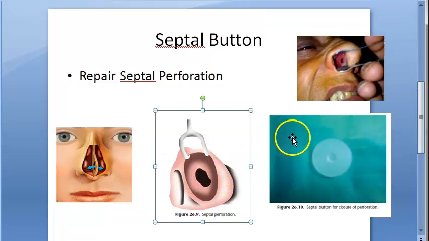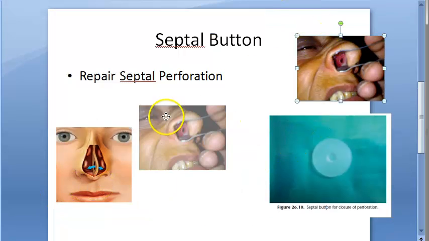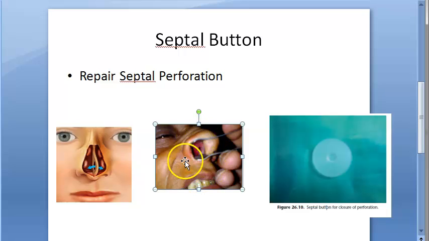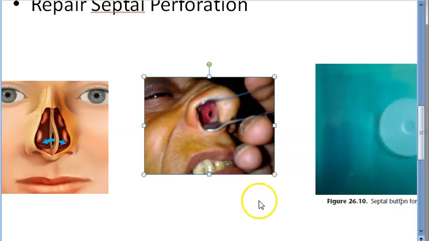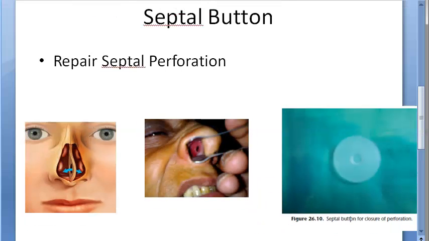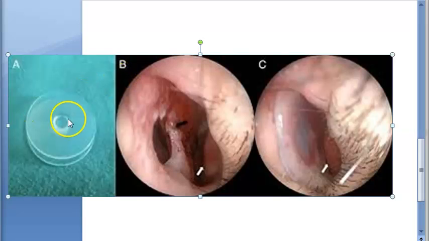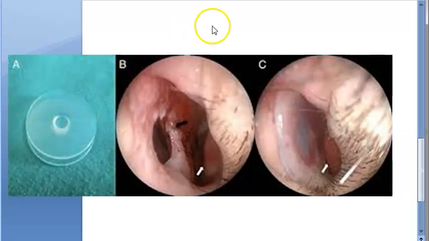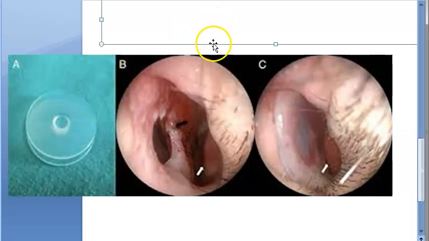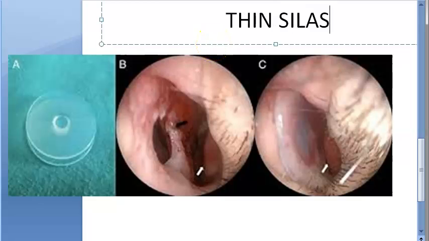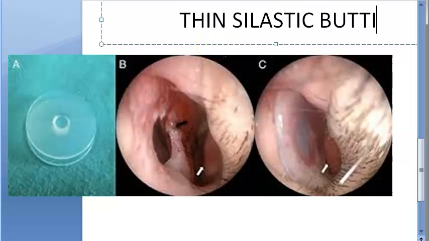This is a realistic image where they're showing a perforation. If they want to repair this, one of the options they have is this septal button, which they use to close this perforation. Interestingly, this button here, it is not clear, but look at this image here. They're also calling this a thin Silastic button, guys. That is something to do with silicone, right?